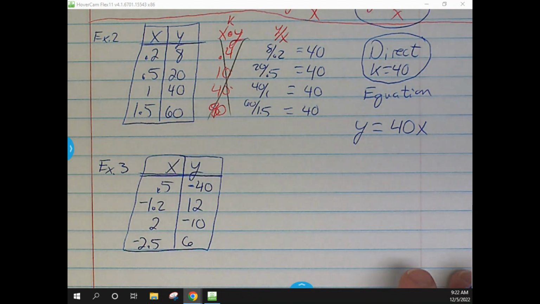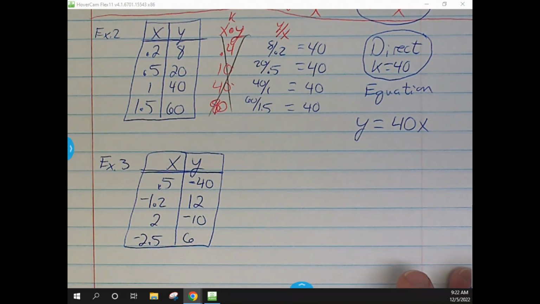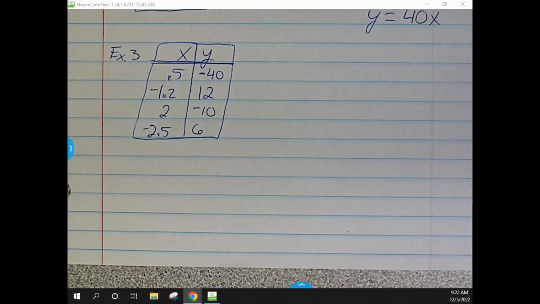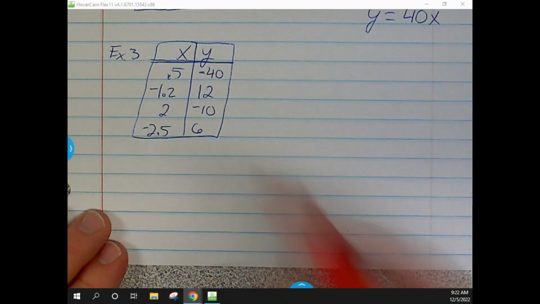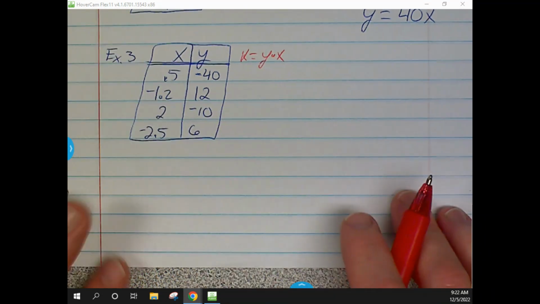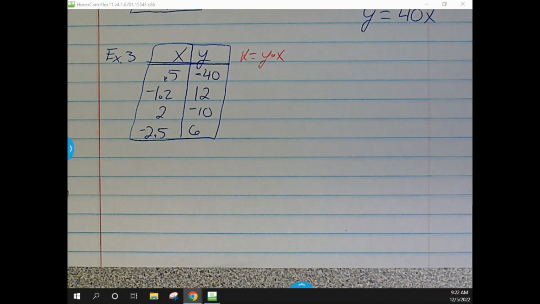Okay. And then we're going to throw in a mix of positives and negatives because we didn't really look at that in the first two. And again, don't just assume because you've got positives and negatives that there's not a certain pattern that can happen, because it just depends on the numbers. All right, so we're going to take the easy route first. Check and see if we can do y times x and multiply those two numbers together to get the same thing.